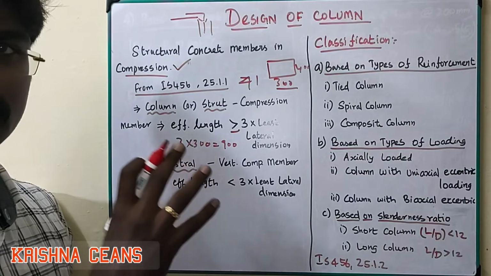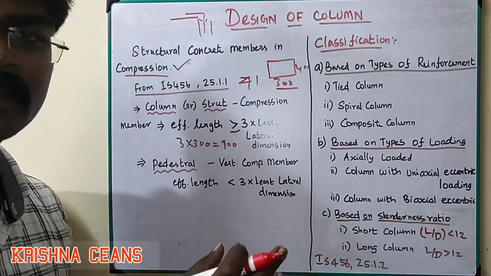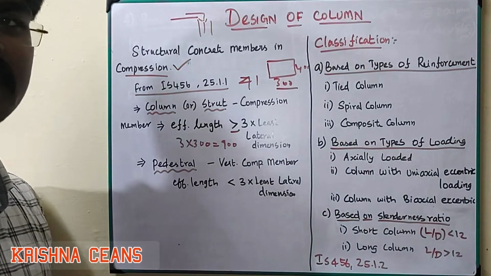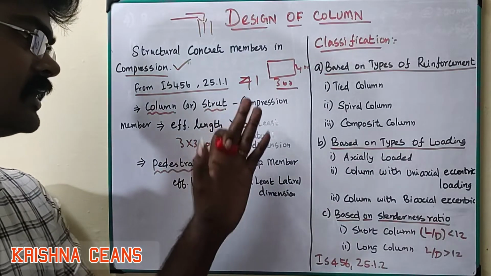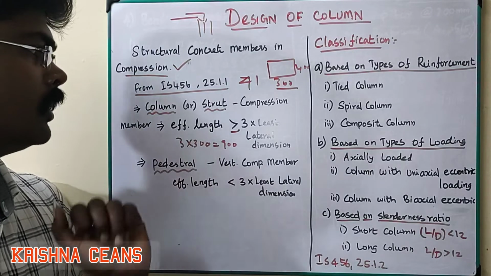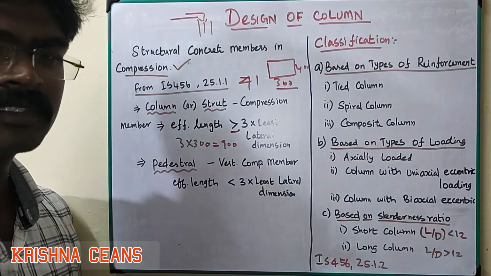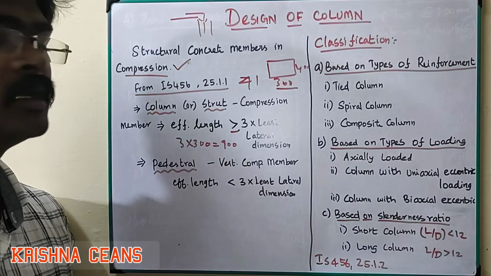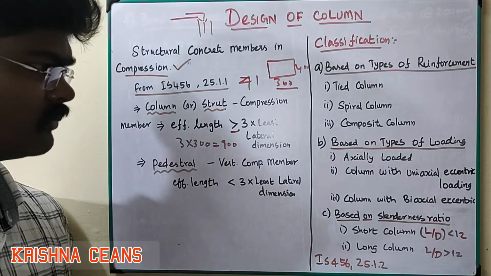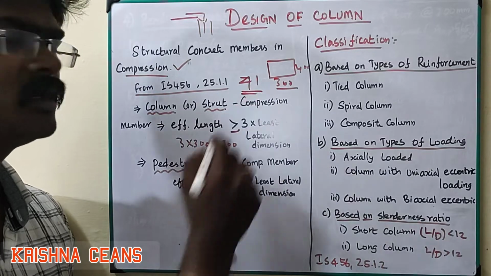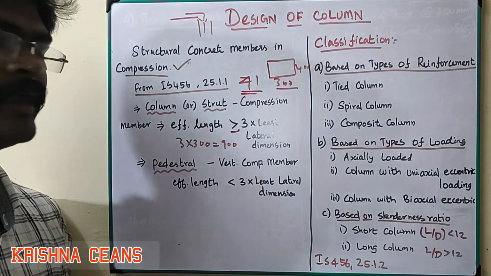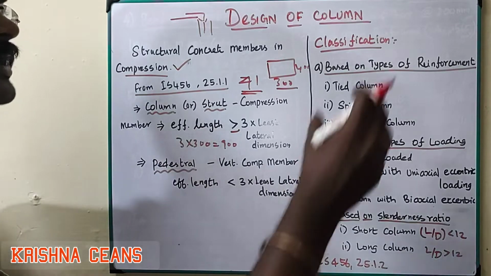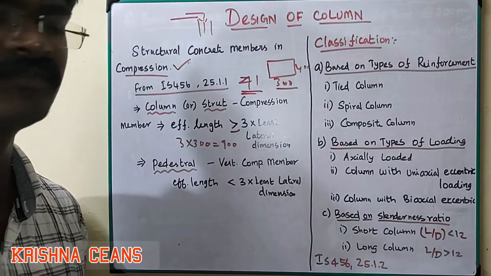So both are compression members only, but we compare the effective length against 3 times the least lateral dimension. So this is the basic reference, the basic definition for the column. You can also refer to page number 41, IS 456 clause 25.1.1. It is clearly mentioned in IS 456. Next we will go to the classification of columns.